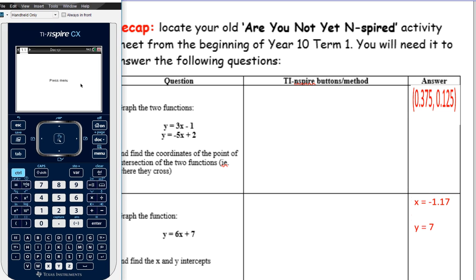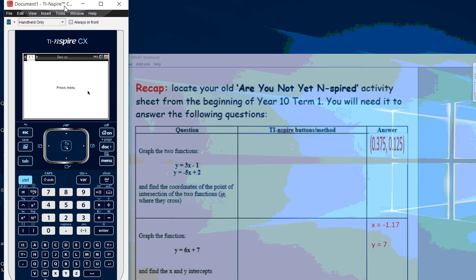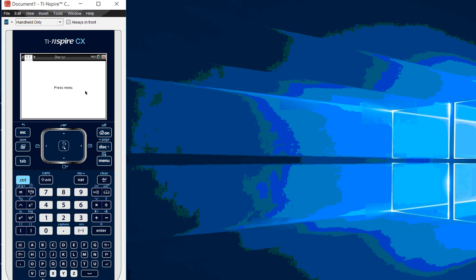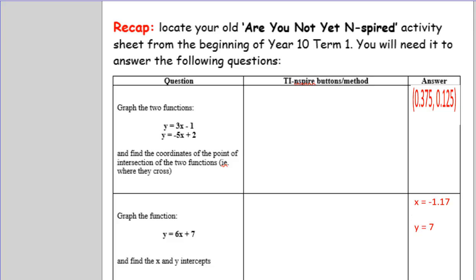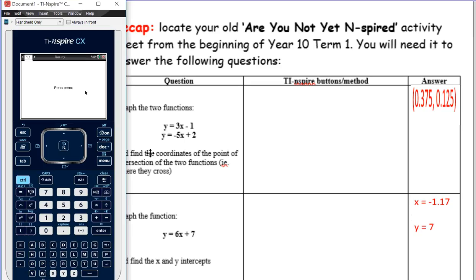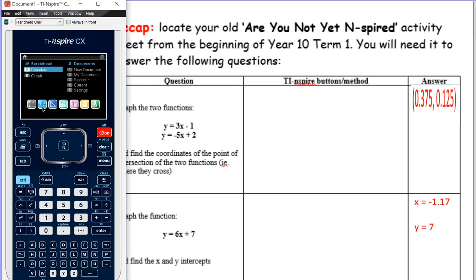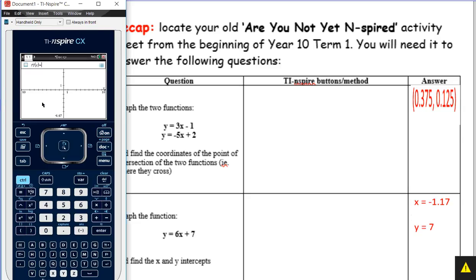Let's get that back. Just 1 second. Okay, here it is. I go to home, and we want to do a graph, so I'm going to select the graph. My first equation was y equals 3x minus 1. So f(x) just means y equals. So 3x, where x is down here, subtract 1.